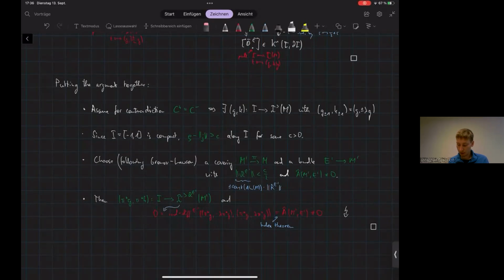But on the other hand, we have this index theorem, which says that this is precisely the same as a twisted A-hat genus, which is non-zero. So this gives the contradiction, and well, with this we have shown that our assumption that these two components are the same is not true. So in fact these two components are different.